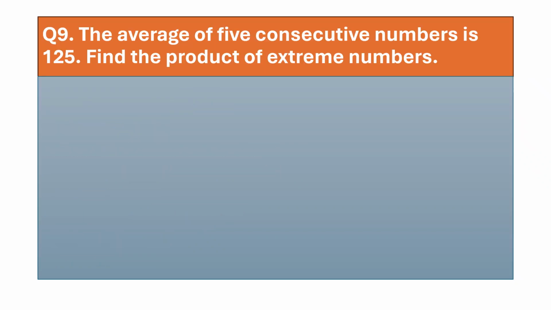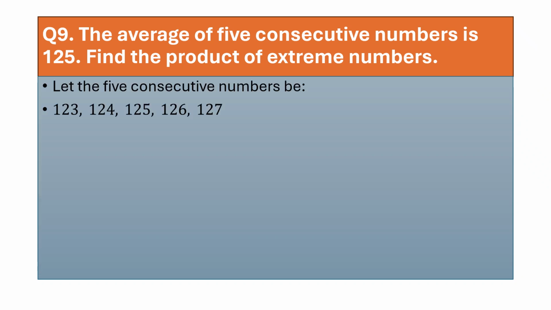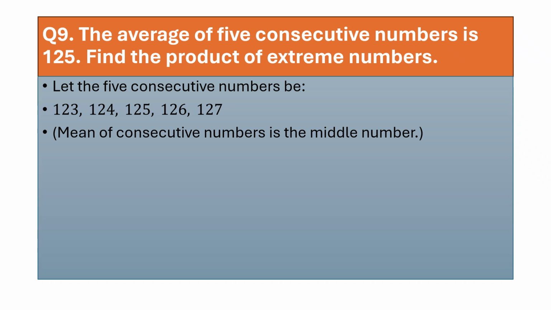Question number 9. The average of 5 consecutive numbers is 125. Find the product of extreme numbers. Now when we talk about consecutive numbers, that means the numbers which are one after the other. So 123 to 127. The average of 5 consecutive numbers which is given is 125. So the mean of consecutive numbers is your middle number. That is the middle number which is 125.